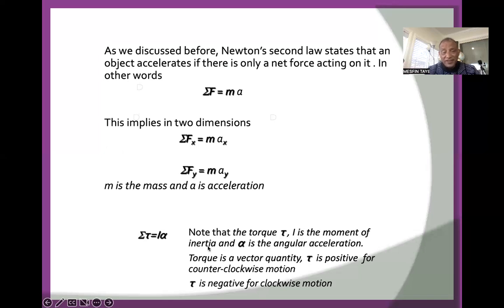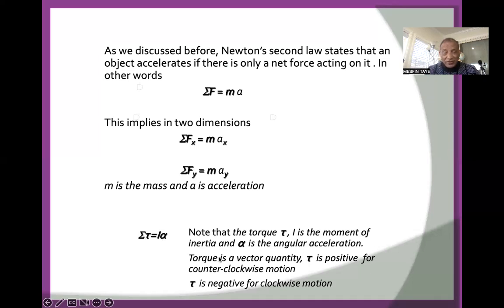I is the moment of inertia. Alpha is angular acceleration. Be careful. Force is a vector quantity. Torque is also a vector quantity. It has magnitude and direction. So alpha is also a vector quantity.